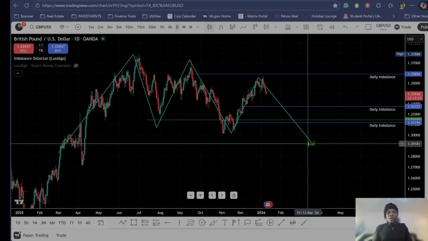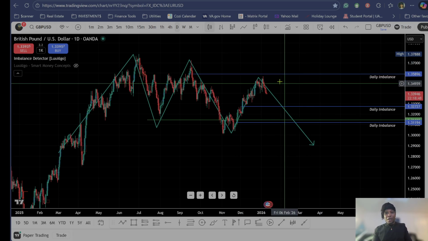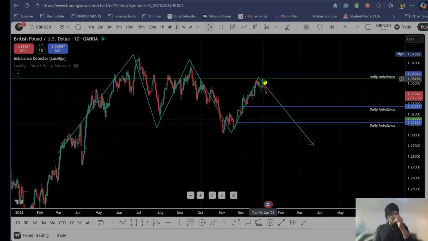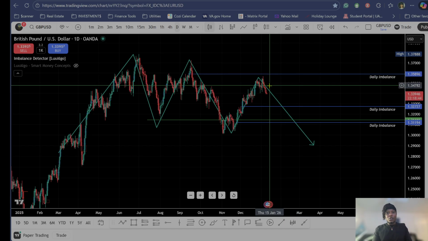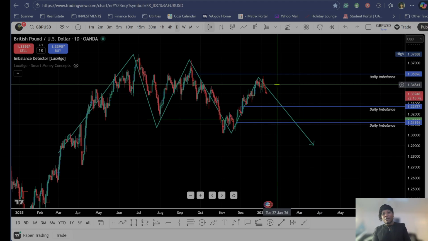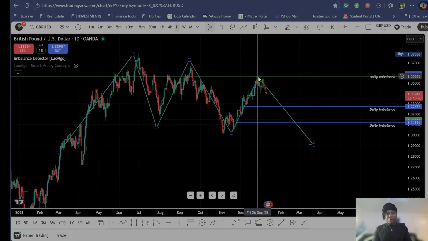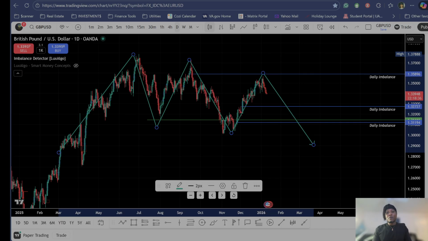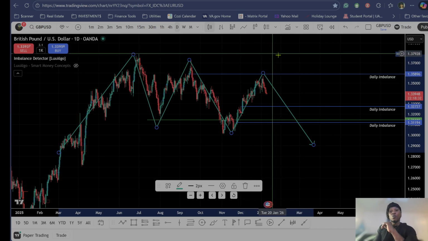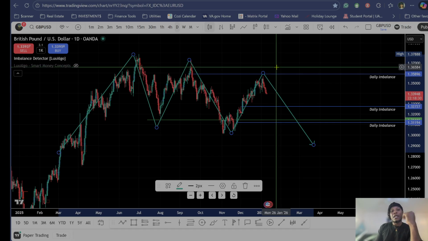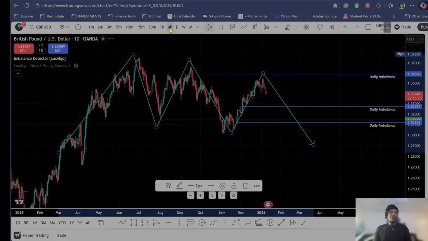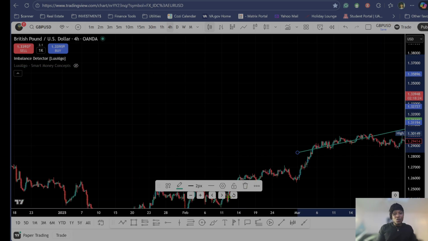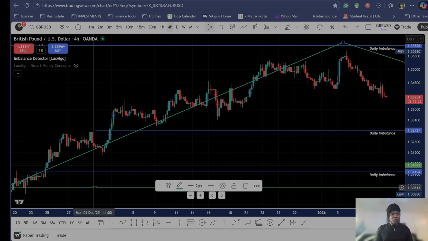Me personally, I would try to get in up here by this imbalance because I told you the market likes to react from these imbalances. So if you want to get in for a sell, I will wait till the price pushes up in here, and then get to your lower time frame and start looking for your entry. That might have to be for another video, but let's see if we could get through this.